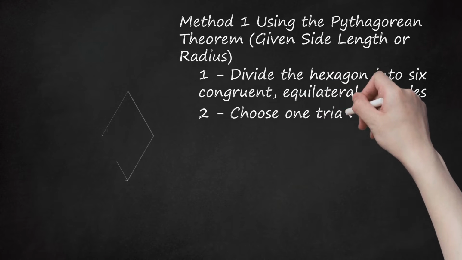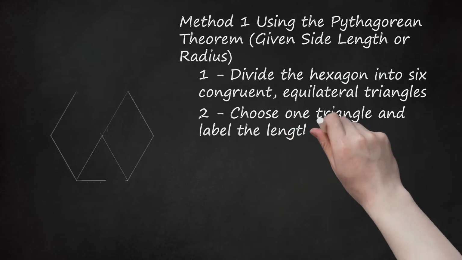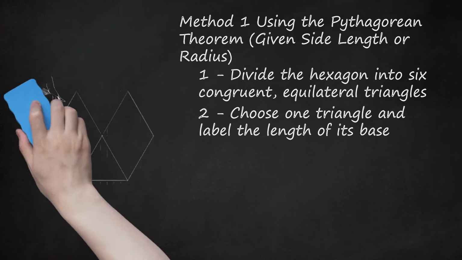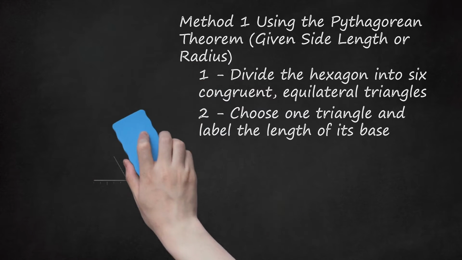2. Choose one triangle and label the length of its base. This is equal to the side length of the hexagon. For example, you might have a hexagon with a side length of 8 centimeters. The base of each equilateral triangle, then, is also 8 centimeters.